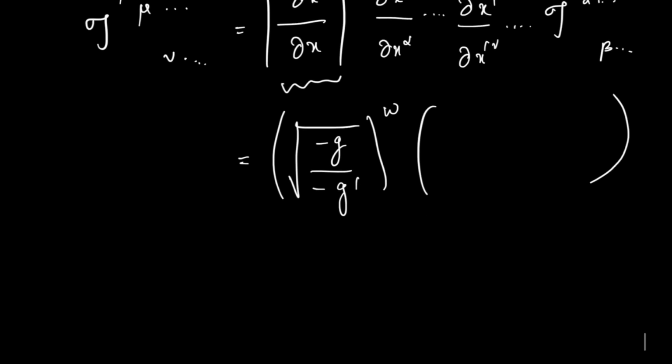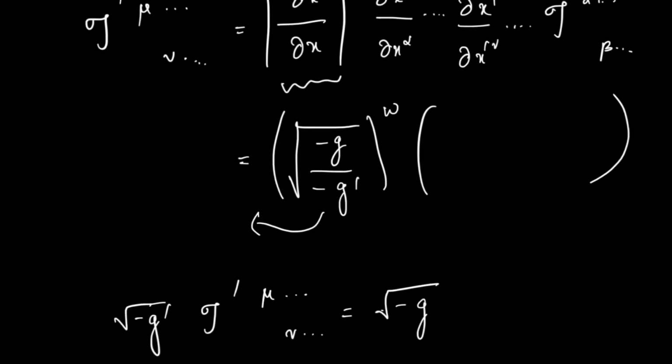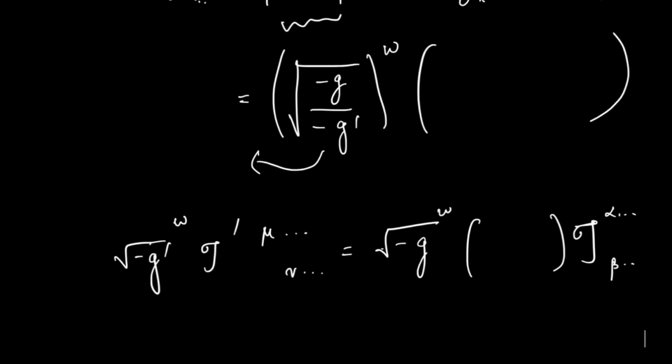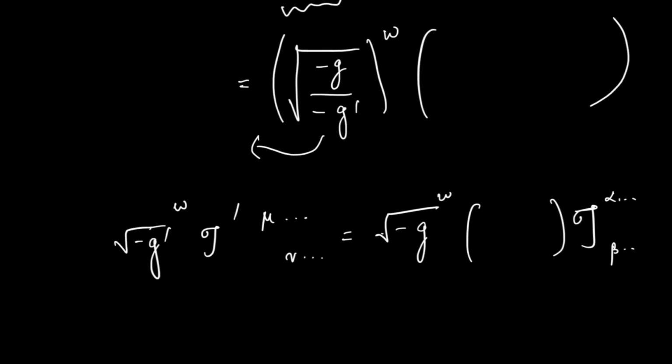Now I can again cross multiply. So root of minus g' script T' is equal to root of minus g, now raised to w also there, and all other terms, then script T^αβ. So this quantity has the same rule of transformation as any ordinary tensor.